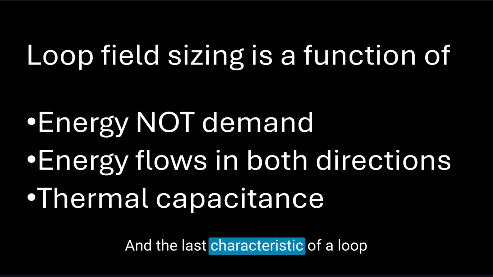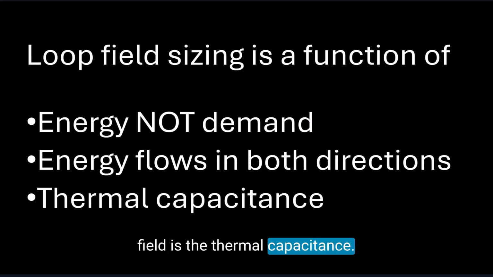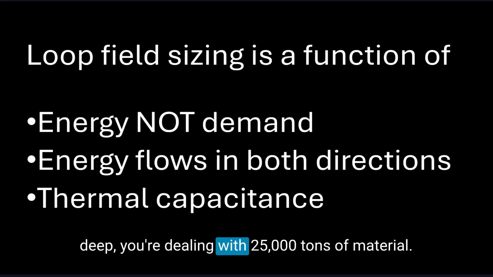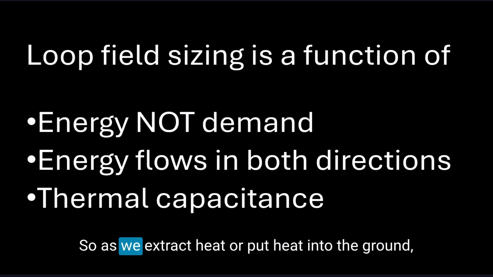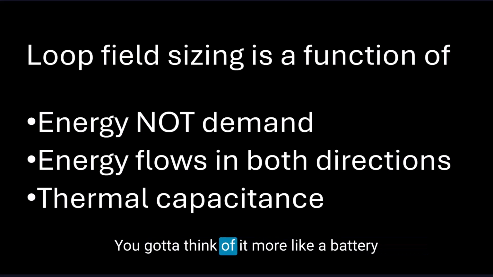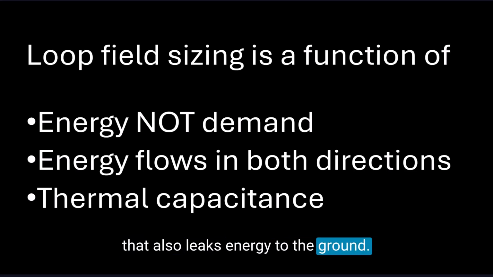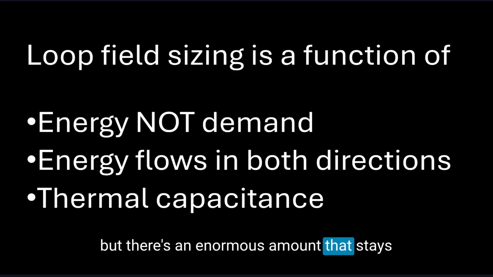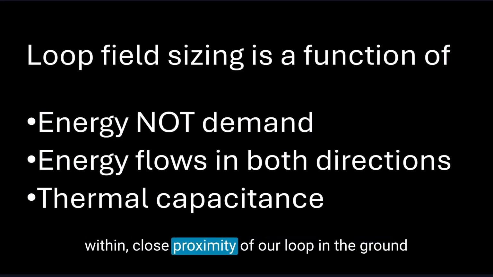And the last characteristic of a loop field is the thermal capacitance. If you take a 20-foot diameter circle, 500 feet deep, you're dealing with 25,000 tons of material. So as we extract heat or put heat into the ground, there's an enormous amount of thermal capacitance. You've got to think of it more like a battery that also leaks energy to the ground. So you ultimately can lose heat into the ground, but there's an enormous amount that stays within close proximity of our loop in the ground.